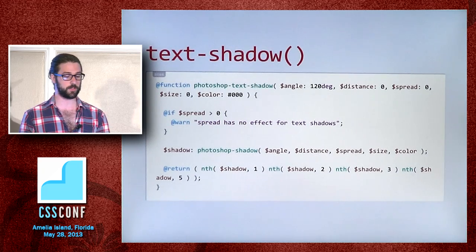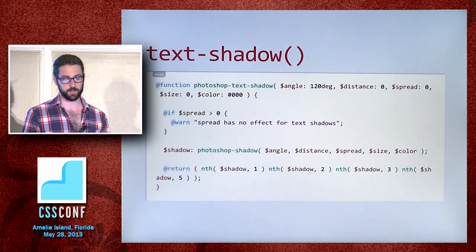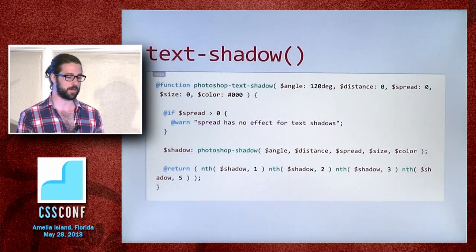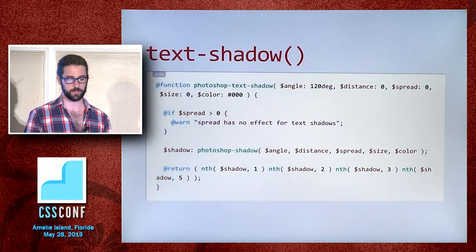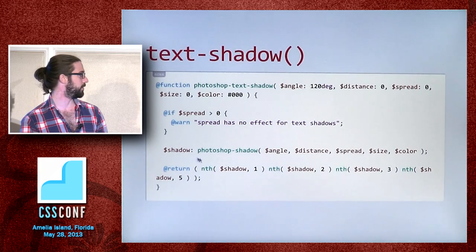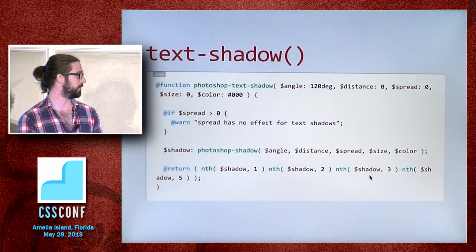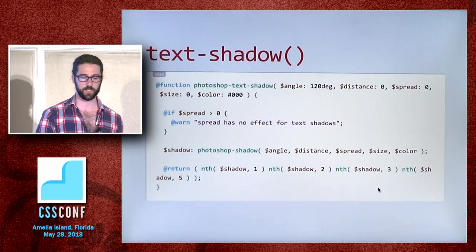So this function takes the list that we return for BoxShadow, and it just breaks up that list. Sass can manipulate lists kind of like arrays. So we're returning just the values, omitting the fourth value, which is the spread radius, so that it returns a valid TextShadow value.